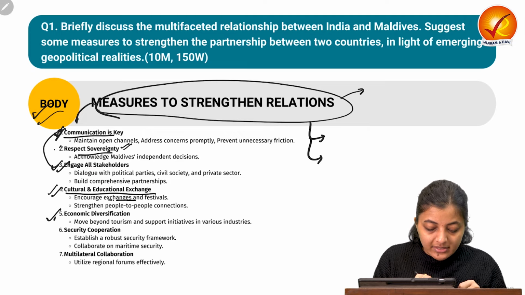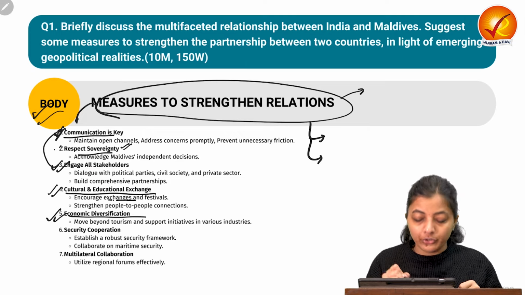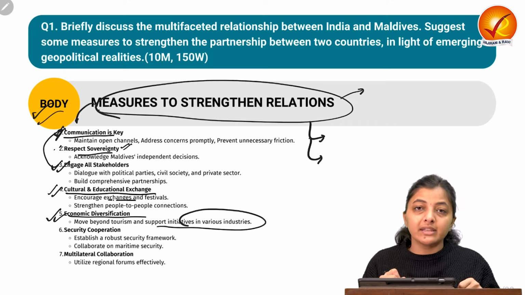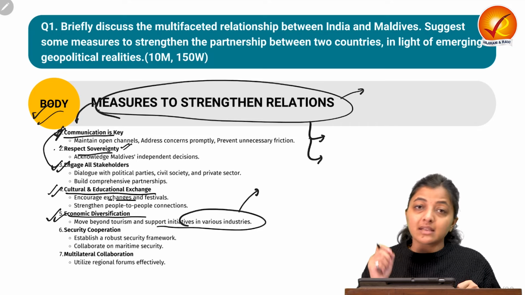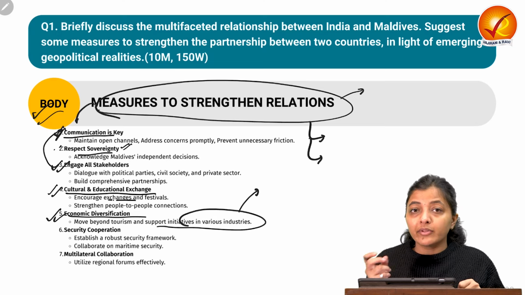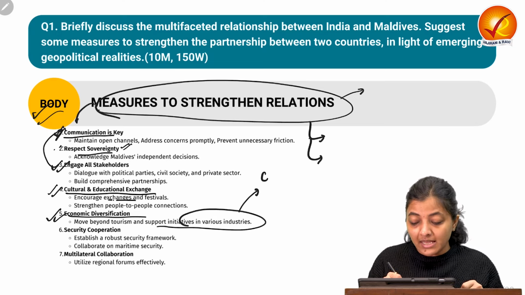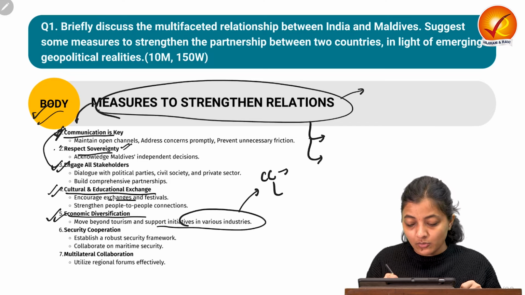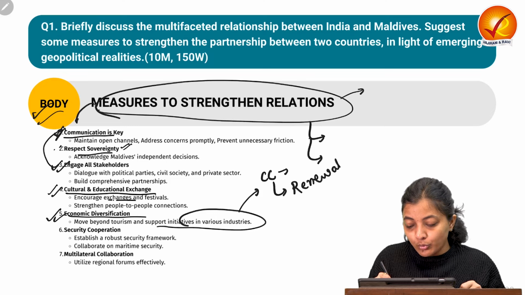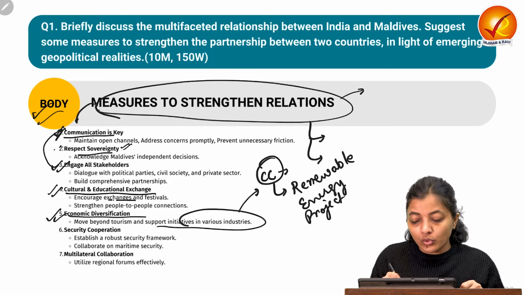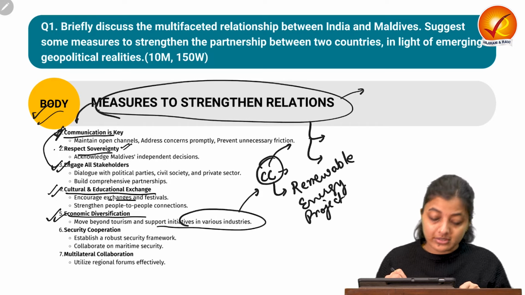Again, economic diversification. We should move beyond tourism and support various industries and initiatives, like for Maldives, again, an island nation. So what stand can we take, as climate change is a reality? We can be more proactive in renewable energy projects, and we should also make some correlation with respect to climate change.